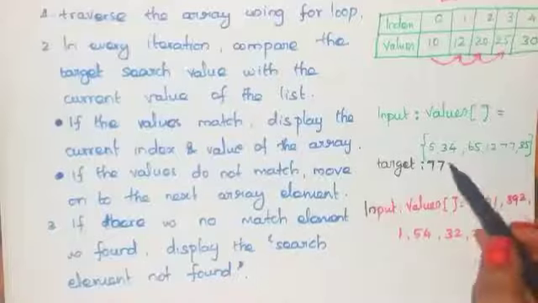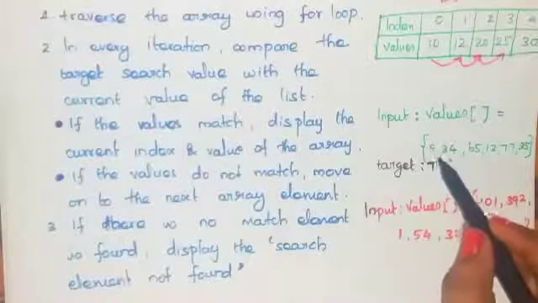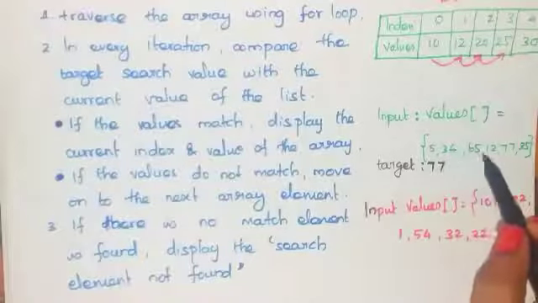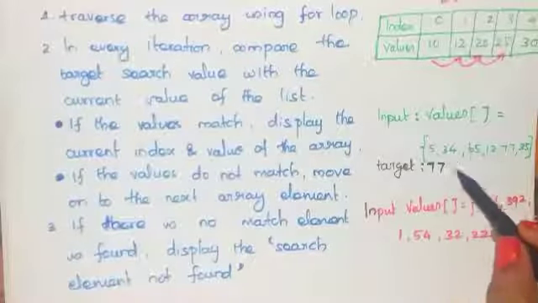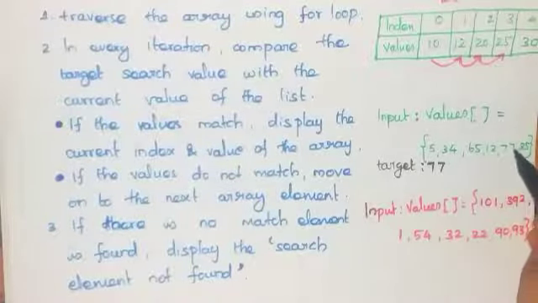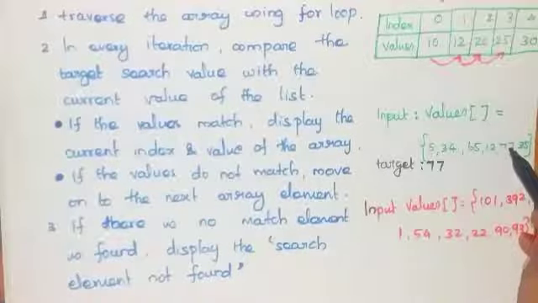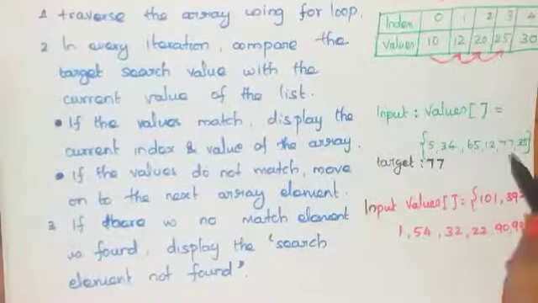Check 77 with 5. Not the same. Next, 34. Not the same. Next, 65. Not the same. Next, 12. Not the same. Next, 77. So this is also 77. It is the same. So you found the element 77 in the list. Okay, so now what will you do?